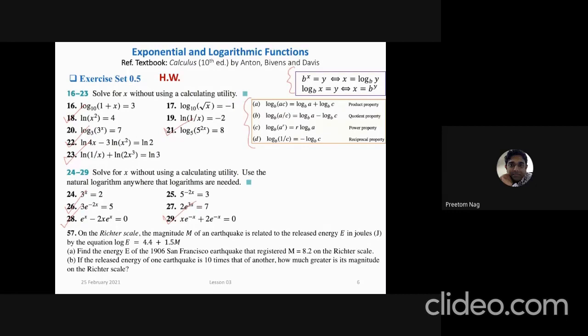So what is the answer for 18? 18 answer কি আসে? ln x square equals to 4. So x square will be equals to e to the power 4. তাহলে x equals to কি হবে তাহলে? x equals to 7.39. Sorry, x square যদি তোমার e to the power 4 হয় তাহলে x equals to কি হবে? e square.